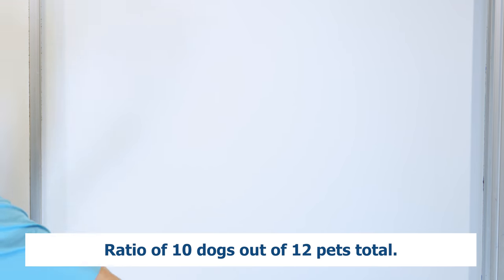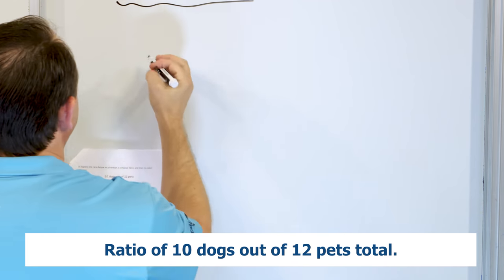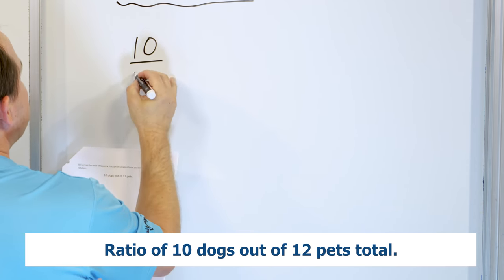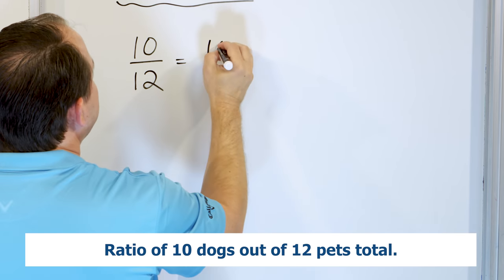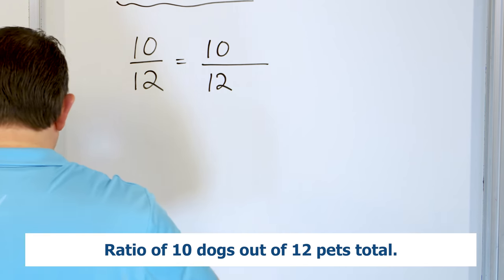Now let's pick up the pace here. Let's say we have 10 dogs out of 12 pets. We're comparing 10 dogs out of 12 pets. The ratio would be 10 out of 12, 10 dogs total out of 12 pets. But we can simplify this, 10 out of 12.